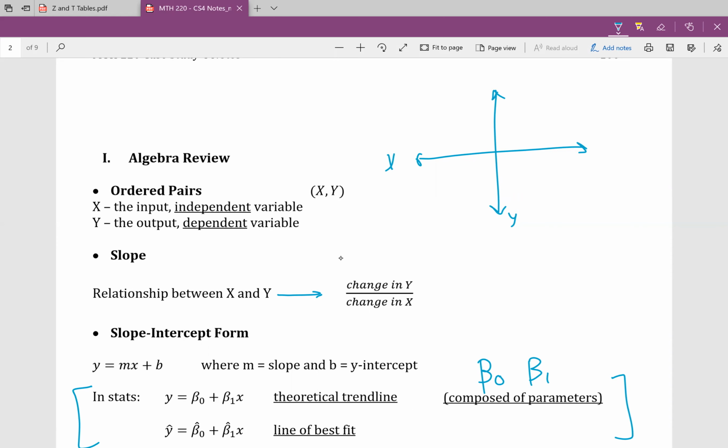Then we have the line of best fit. That's going to be y hat equals beta naught hat plus beta 1 hat x. Now the line of best fit is going to be composed of statistics. The statistics have the hat on top.